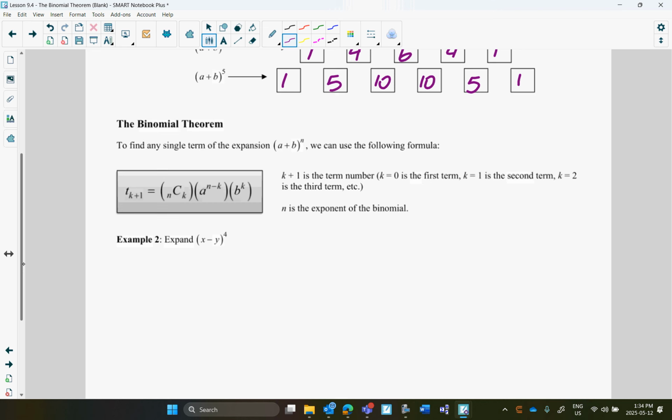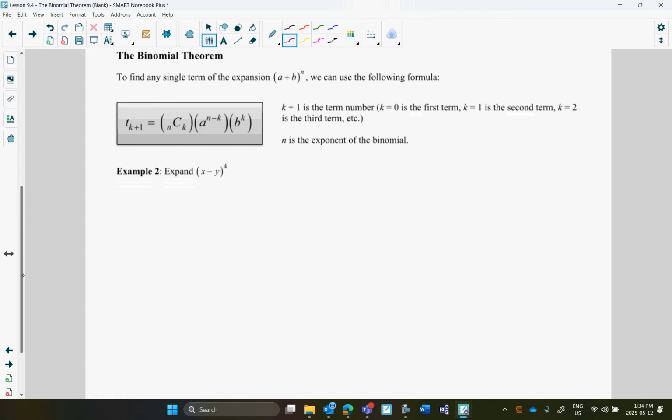K equals 2 is the third term. And N represents the exponent of the binomial. So here's how we could do it. Let's say we have x minus y to the fourth. How many terms are there going to be? 5 terms, right? So how would I calculate the first term? Well, K would be 0, and N would be 4.